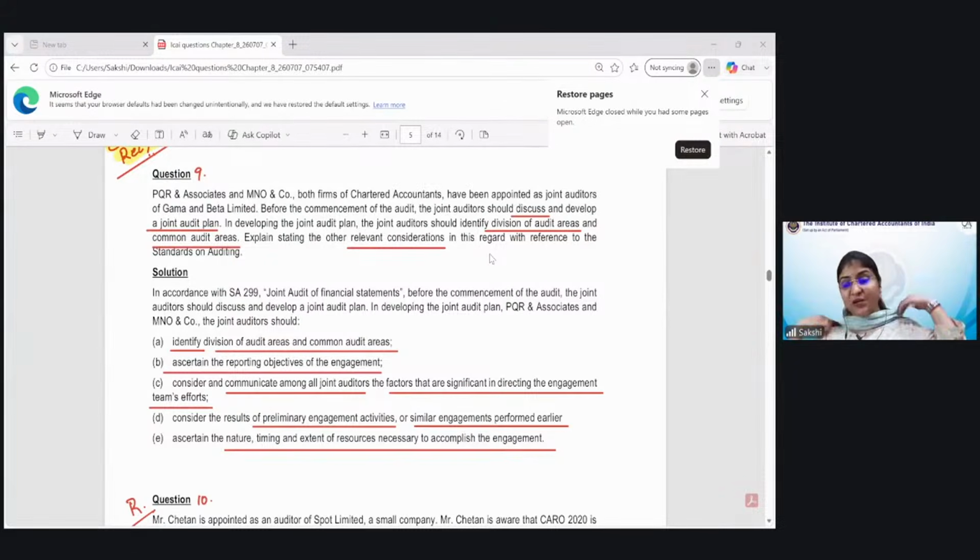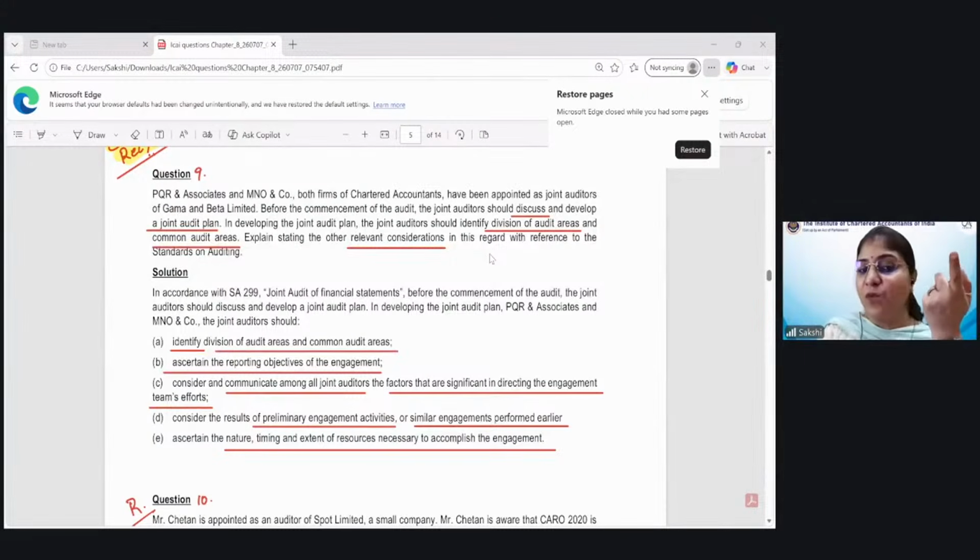Now see, that question was regarding what responsibilities they are accountable for, severally and jointly. This question is telling you that there are certain areas which are to be first divided, and there are certain areas which are common audit areas, common for all. Explain, stating the other relevant considerations in this regard with reference to standards on auditing. So you have to mention that SA 299 deals with joint auditors of financial statements.